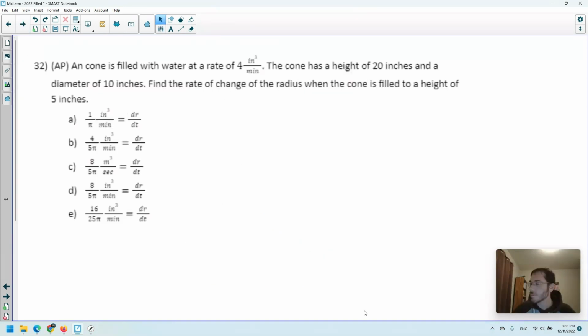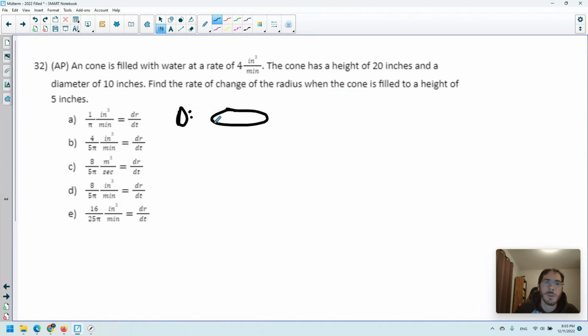So, all right. 32, cone filled with water at a rate of 4 inches cubed per minute. Cone's got a height of 20 inches, diameter of 10 inches. Find the rate of change of radius when the cone is filled to a height of 5 inches. So, looks like another dreads question, which is cool. We had, I think, both 30 and 31 as dreads. So we'll start off by drawing our cone.